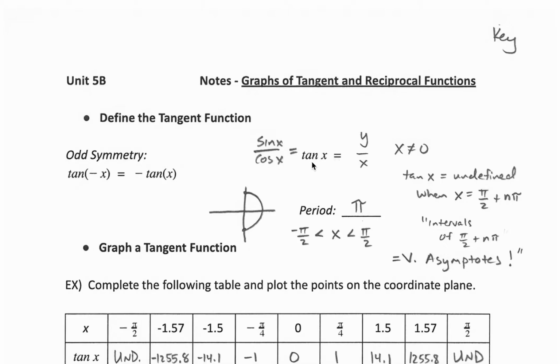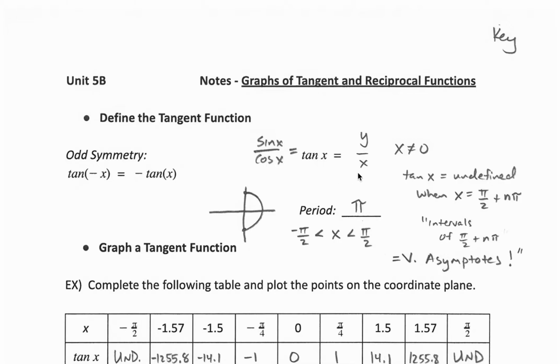Remember that tangent is opposite over adjacent, which we redefined as y over x. Y values or y coordinates are given to us through sine functions. X coordinates are given to us through cosine functions. So another identity we can use is sine over cosine. We'll use that identity a little later, so I wanted to bring it up here.